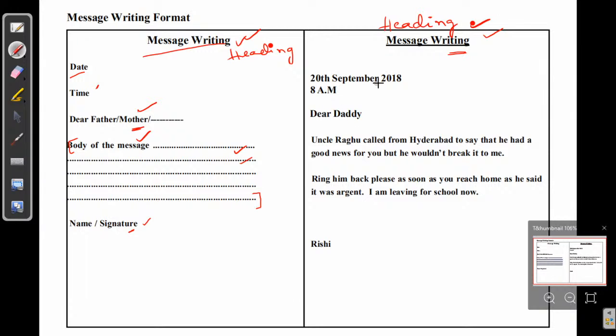Then followed by what is this? Date. Date should be written in a standard format. 24 November 2020. Don't write 24/11/2020, that is wrong. Just write 24 November 2020. That is the standard format. Date and time is the second part of message writing.